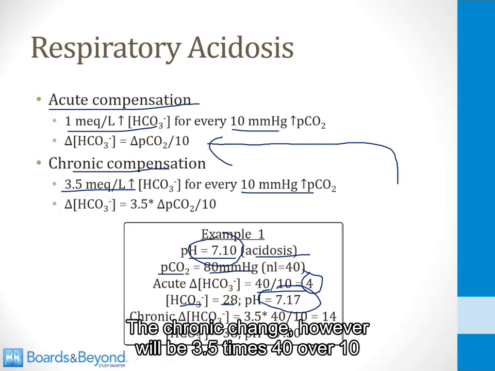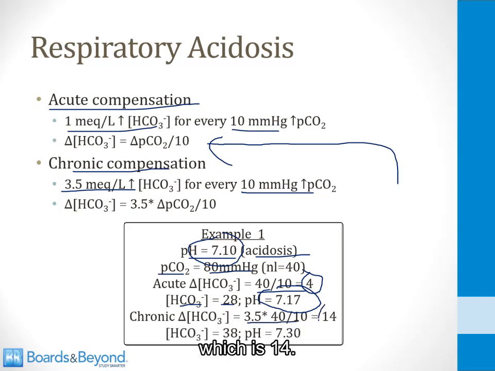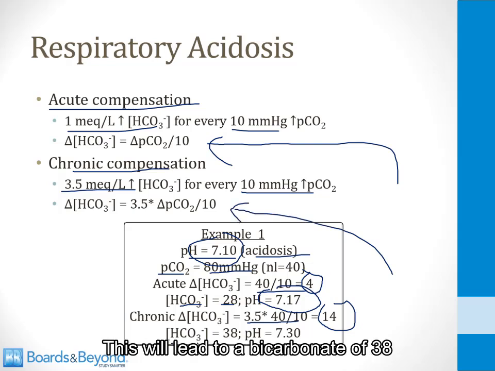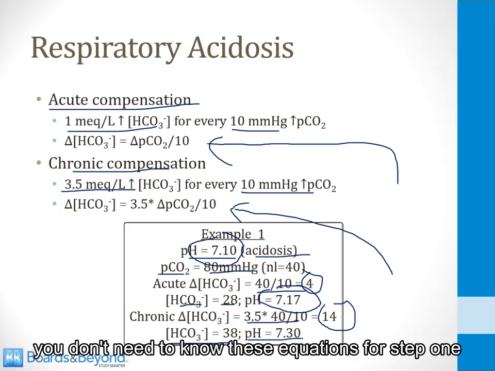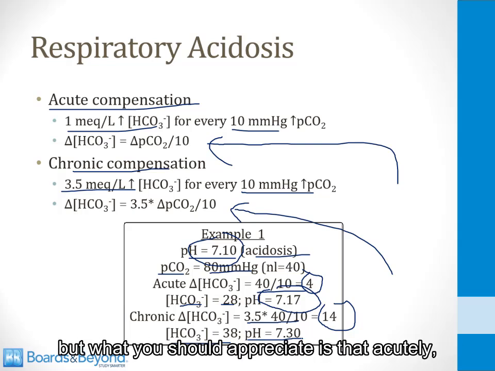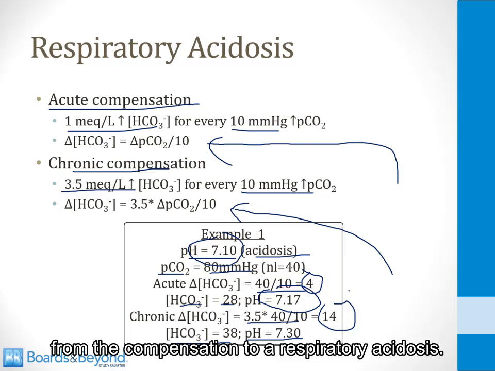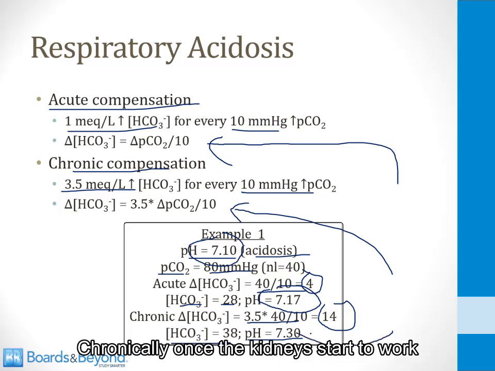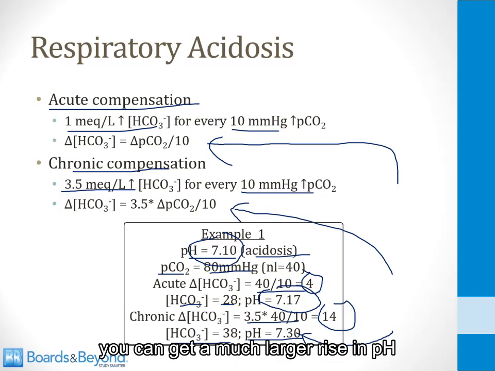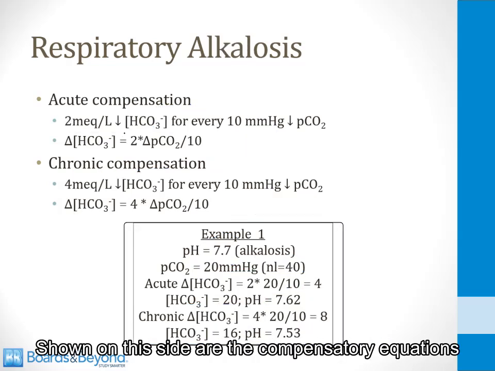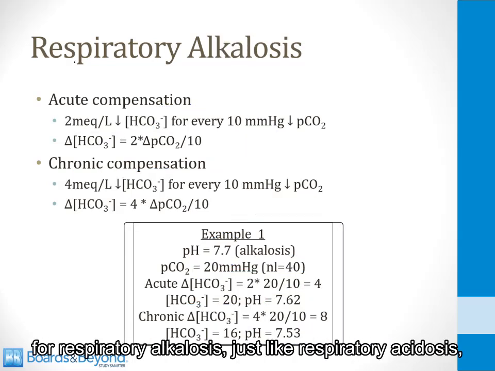The chronic change, however, will be 3.5 times 40/10, which is 14. I got that number from this equation here. This will lead to a bicarbonate of 38, which will cause the pH to rise to 7.3. So like I told you before, you don't need to know these equations for step 1, but what you should appreciate is that acutely you can only get a small increase in pH from the compensation to a respiratory acidosis. Chronically, once the kidneys start to work, you can get a much larger rise in pH because of the much larger rise in bicarbonate.